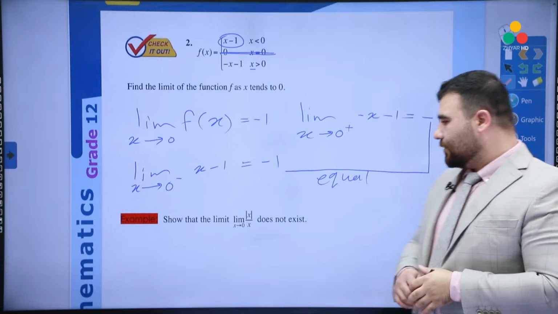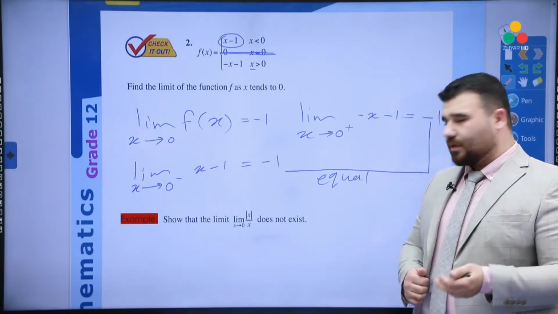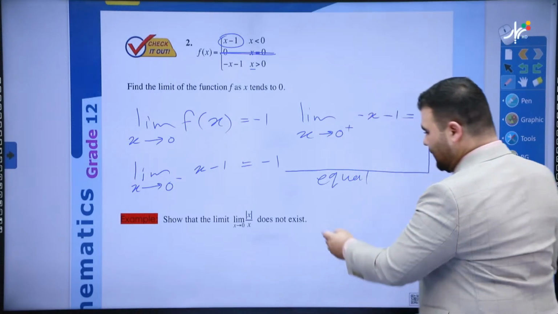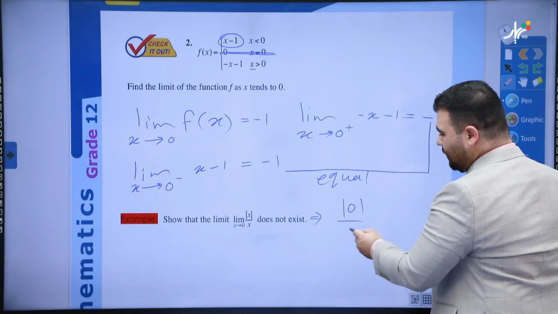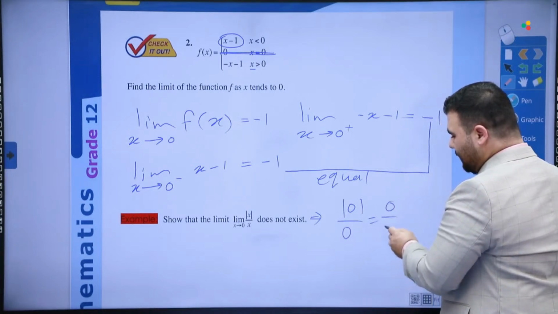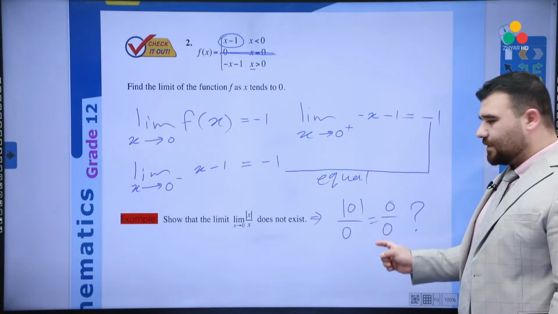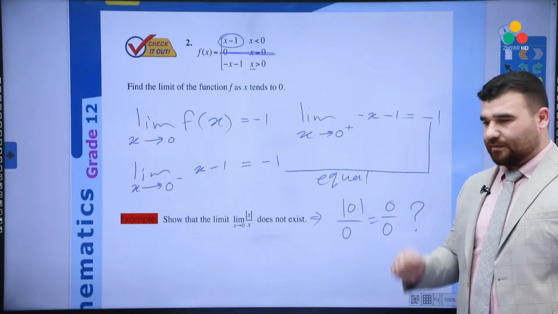This question shows that the limit as x approaching 0 does not exist. Let's do this. Now if I directly put 0 in place of x, this will be absolute value of 0 over 0. That is 0 over 0, then I don't know. F of 0 does not exist. But let's check left and right.